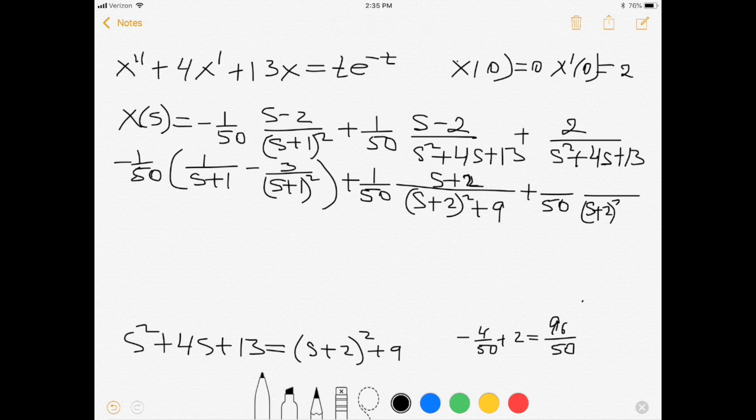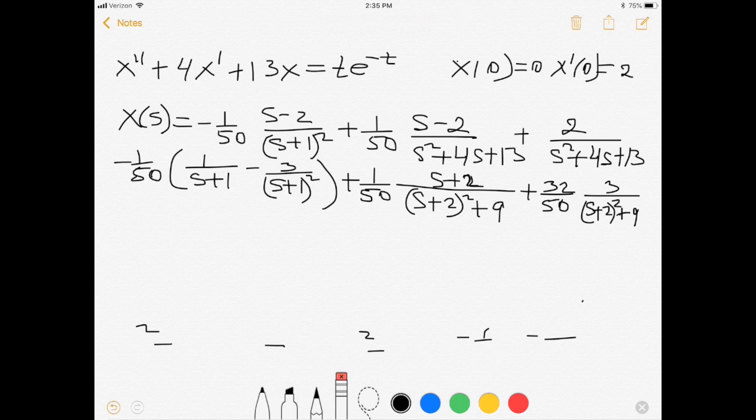S plus 2 square plus 9. But looking at our numerator, because we have 9 here, this means we have a sine function, so the numerator needs to be 3. The numerator is 96, so I write 3 here and 32 there. Now my function is ready to use the inverse Laplace transformation.